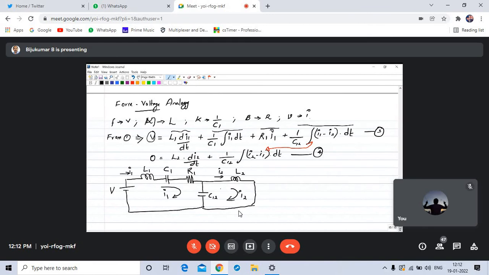Since we are having two equations, there will be two meshes. This is the first mesh. This is the second mesh. If you apply Kirchhoff voltage law in the first mesh, you will get equation 3. If you apply Kirchhoff voltage law in mesh 2, you will get equation 4. In this mesh, there is no applied voltage, so if you apply Kirchhoff voltage law directly, you can get equation number 4. So this will be the corresponding electrical circuit of that mechanical system.